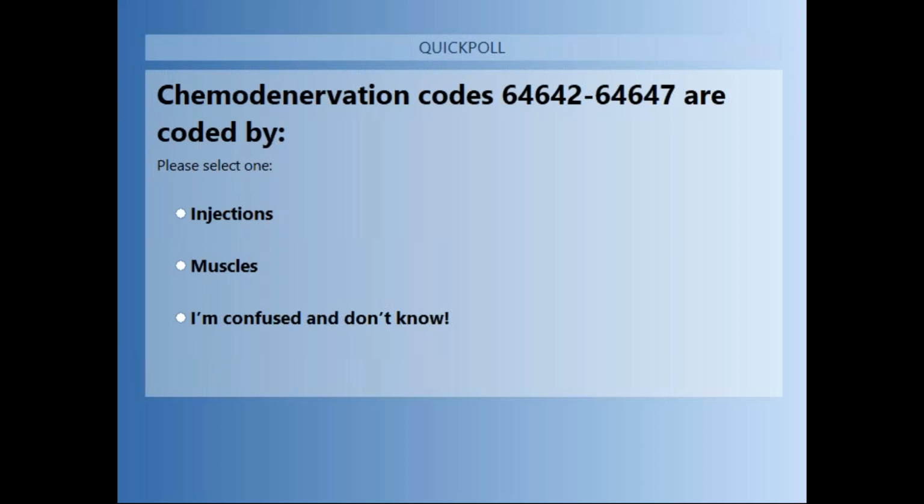So we got responses coming in. Looks like we're going to have some great discussions on this one, Shay. We've kind of got answers all over the place, so we might need to spend a couple minutes on this one. So what do you think? They're coded by injections, muscles, or you don't have a clue and you are confused? So anybody else want to weigh in? I'm going to close the poll in 3, 2, 1.